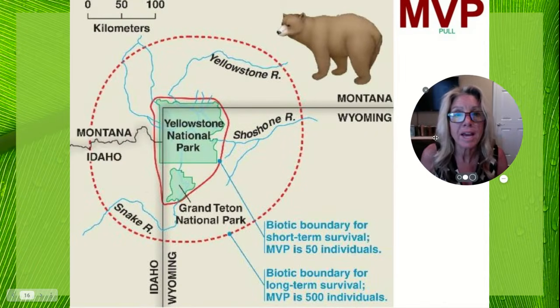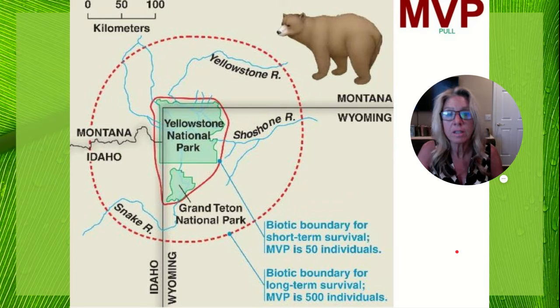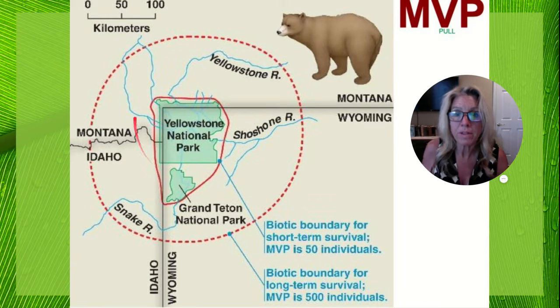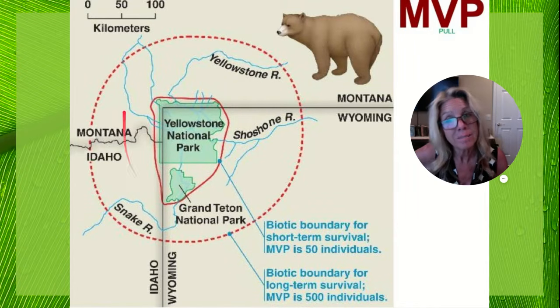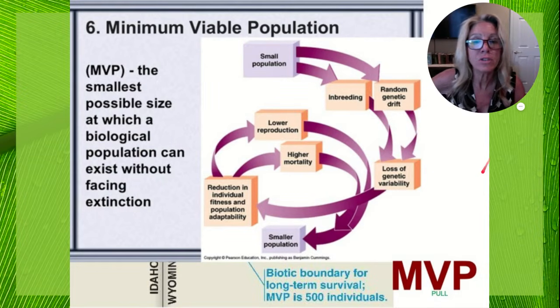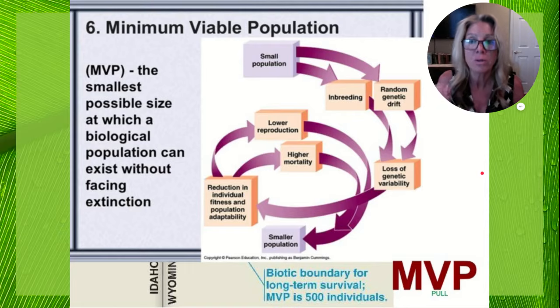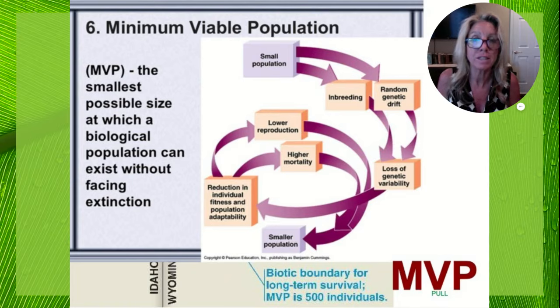Okay, so there's something called the MVP, and this is a little side note, and this is minimum viable populations. So for instance, you might look and think, well, we did this great thing. We have Yellowstone National Park, we have the Grand Tetons, and we've set aside this space in order to preserve a species. But the reality of what we need to preserve that species so they have a large enough population is sometimes not done. Because what can happen is you lead into this vortex of extinction. So an MVP is the smallest possible size at which a biological population can exist without facing extinction.